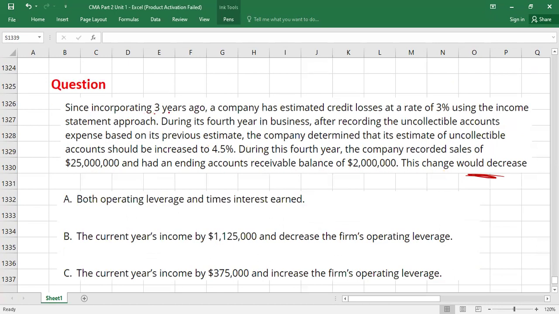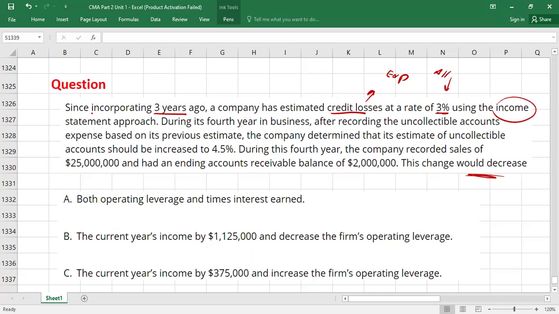They're saying that since incorporating 3 years ago, like we were registered 3 years ago, a company has estimated credit loss. Credit loss meant to say allowances for bad debts at the rate of 3%. This credit loss or allowance for bad debts is your expense, right or wrong? And if expenses increase, it will decrease your income. It means previously allowance for doubtful debt was 3%.